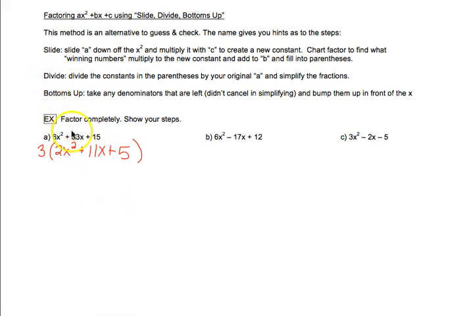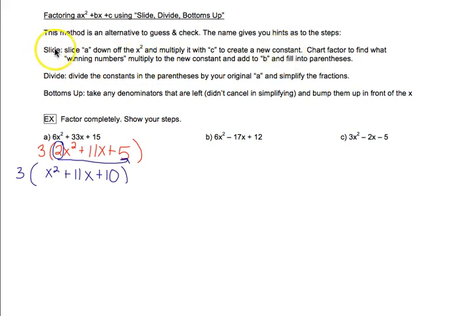So the way that we do that, slide means that we are going to slide a down off the x squared and multiply it with c to create a new constant. So we take 2 and we slide it down to multiply with 5. So this 3 is still out in front here, but we're going to now make this x squared plus 11x plus 10. So we've created a new constant.